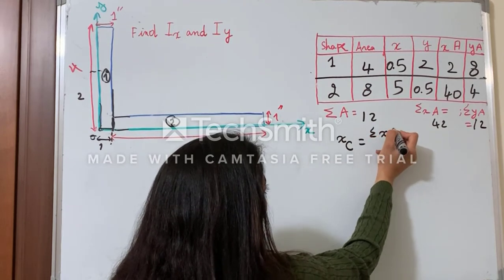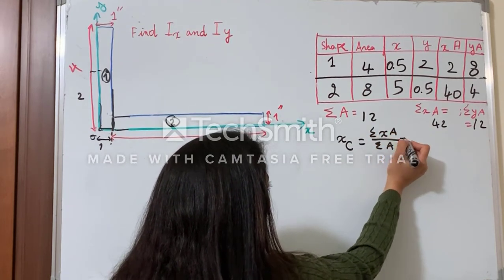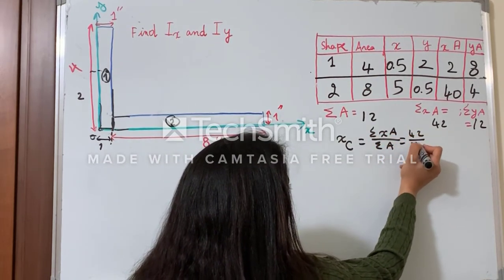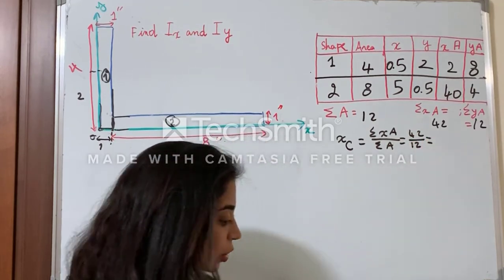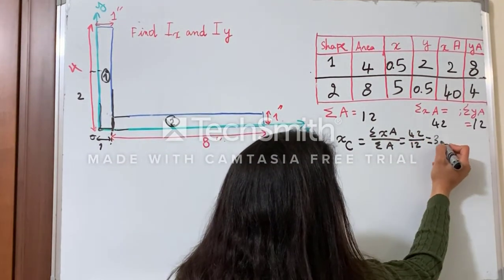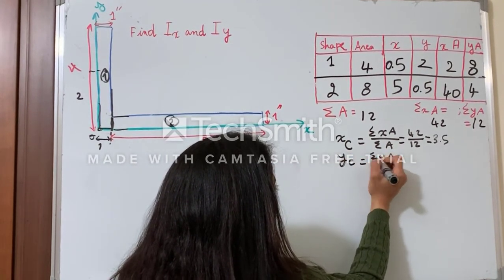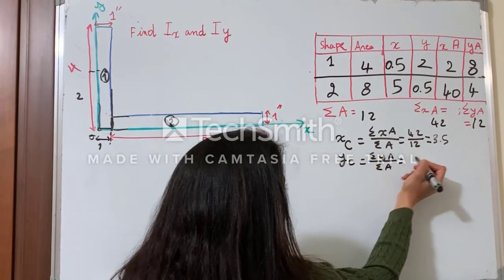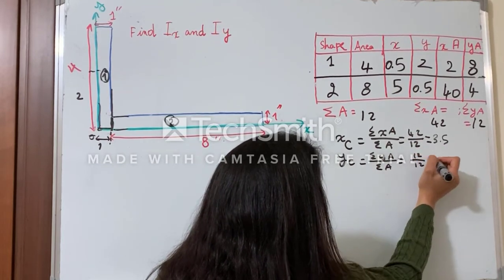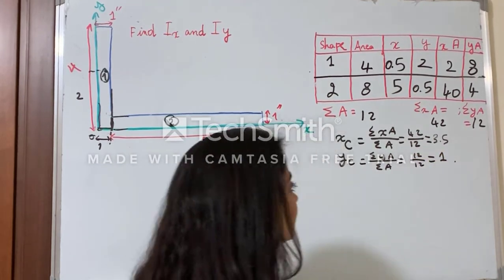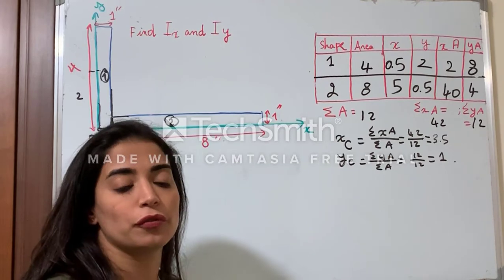Then guys, I can find x of C, which is the sum of xA over the sum of A, 42 over 12, and this will be equal to 3.5. y of C, which is the sum of yA over the sum of A, which is 12 over 12, and this will be 1. So this is how I can apply the first step.